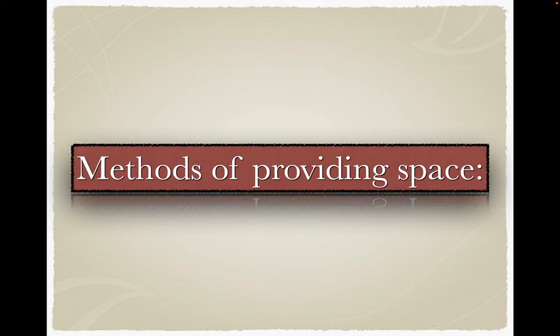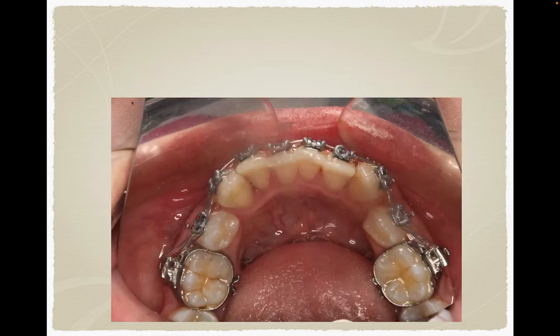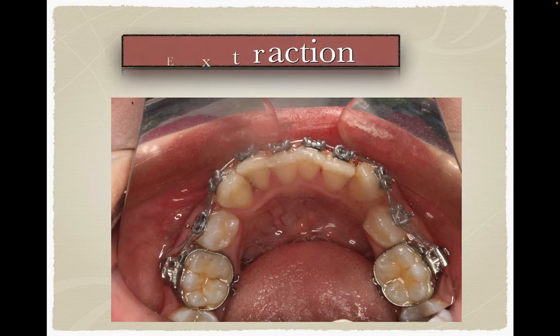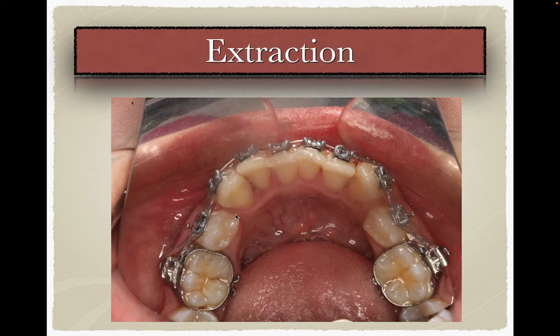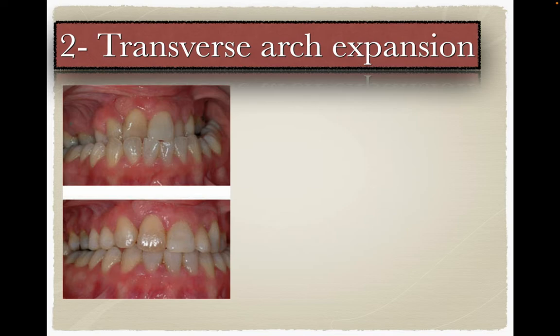So for that, we need to know how we can provide space. Last time we studied how to calculate the space requirement. Now we need to know how we can provide space to treat the malocclusion. The first method is extraction. As you can see here, one of the premolars was extracted to accommodate the crowded lower labial segment. So extraction is a method of providing space.